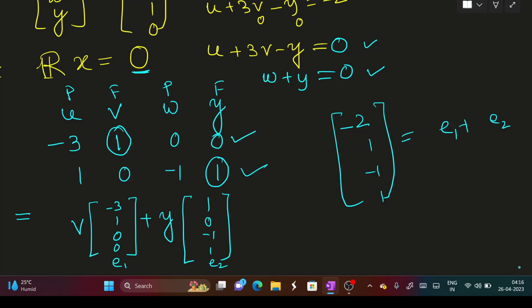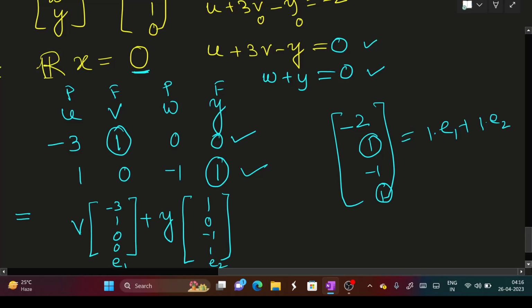When I am writing here v, that means when E1 is to be multiplied, I will observe the value in the second component position. Here in the second component position 1 is written, so it is 1. Similarly, here y is written. So what is written in the fourth position of this vector? It is 1. So in place of y, I will write this one.